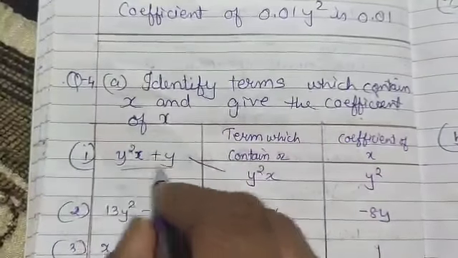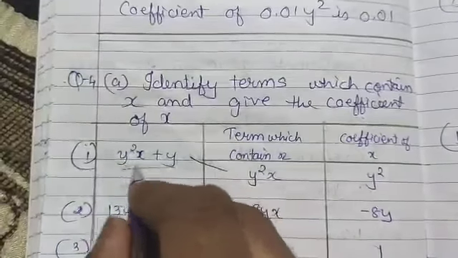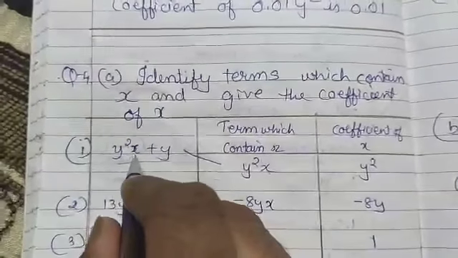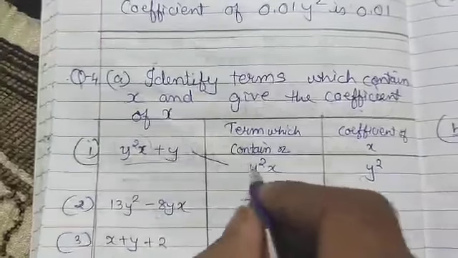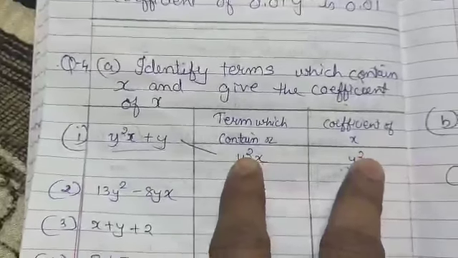Out of the two terms, y square x plus y, the first term contains x. So write down y square x, and we have to write the coefficient of x. You have to leave this x and write down y square. Y square is the coefficient of x. Write down y square over here.